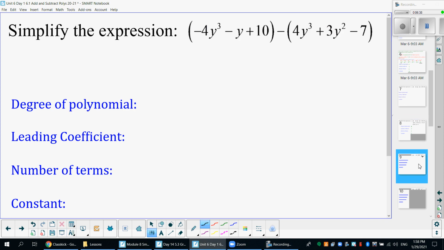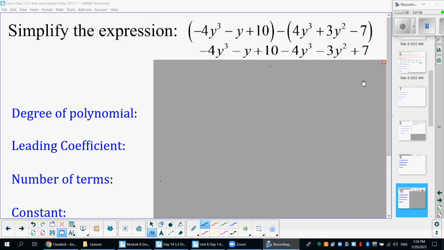Here's another expression we want to simplify, and this time we are subtracting polynomials. So we have to remember, subtracting means you're doing the opposite. So everything in this second polynomial should be the opposite of what it seems. This is no longer a positive 4y to the third, it's a negative. This is no longer a positive 3y to the second, it's negative. This is no longer a negative 7, it's a positive 7.